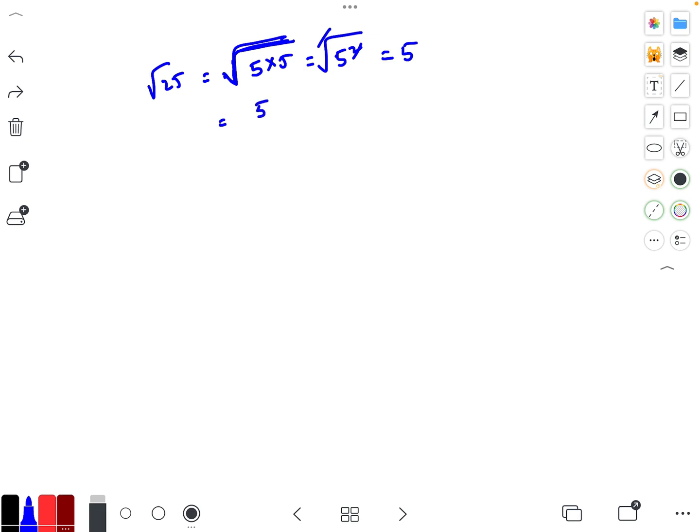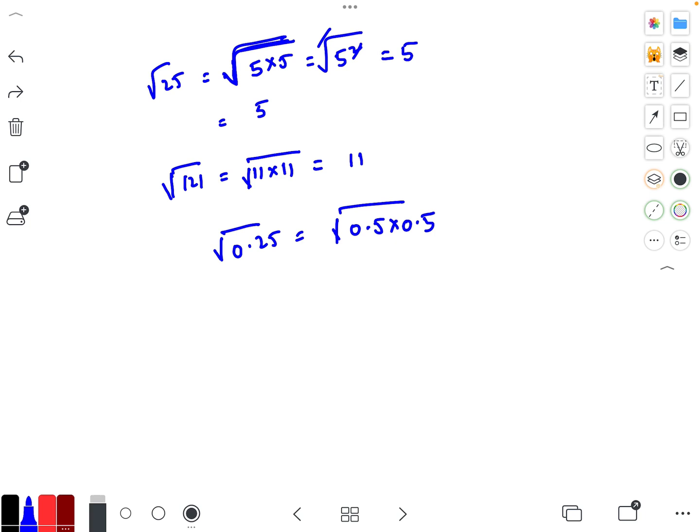Okay, so similarly, square root of 121. 121 means 11 into 11, 11 square, it gives you 11. Okay, square root of 0.25. This is nothing but 0.5 into 0.5.